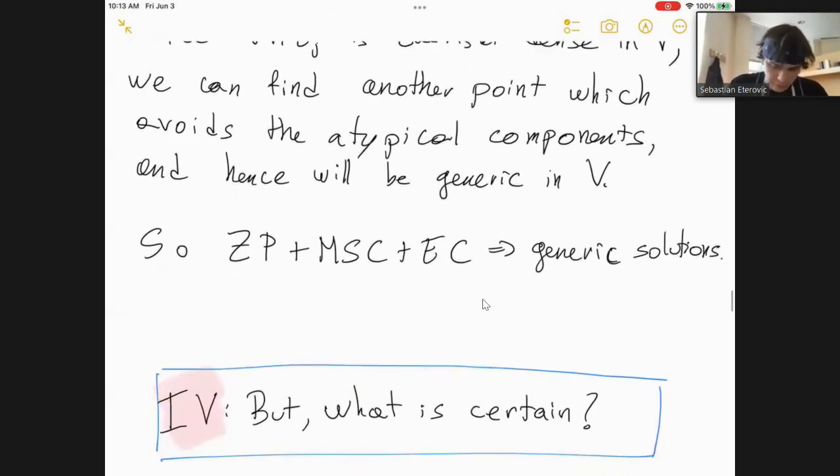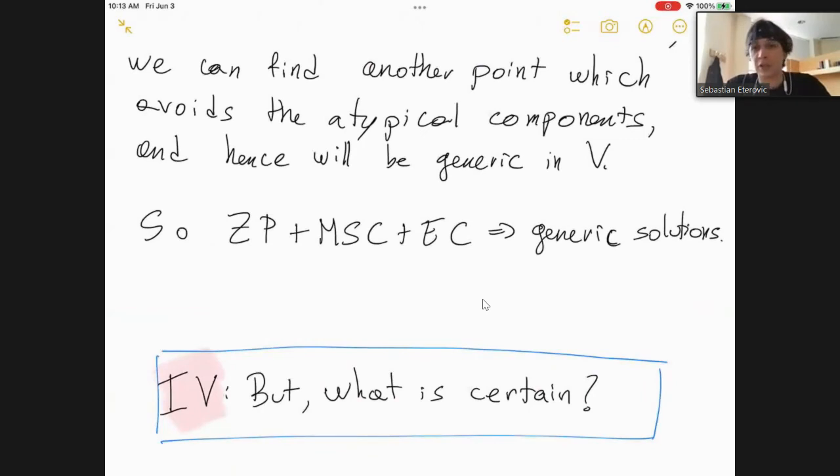So I would like to talk about certain things now, certain things that are definitely true. Okay, so like I said, these three conjectures all of them are open, but that doesn't mean that we don't know anything. So now I want to discuss a little bit about what we know in each case.